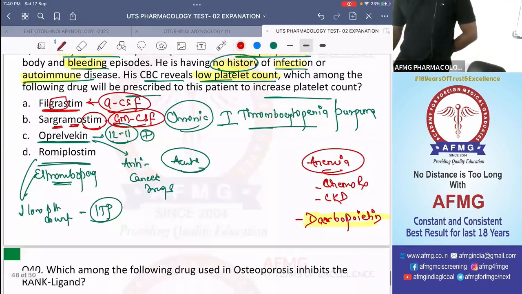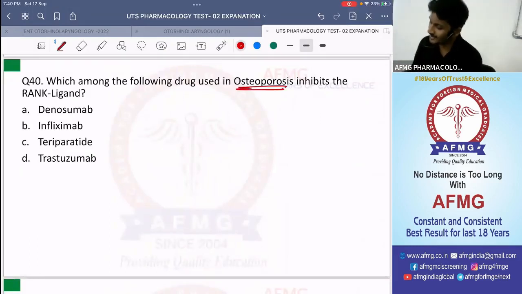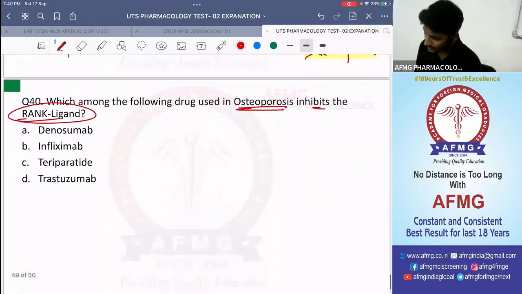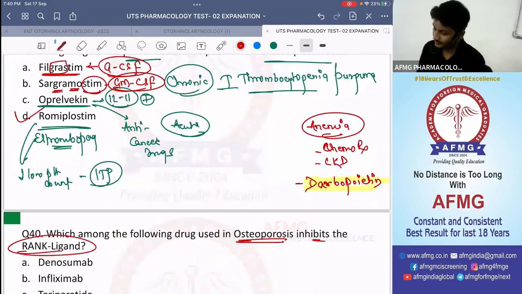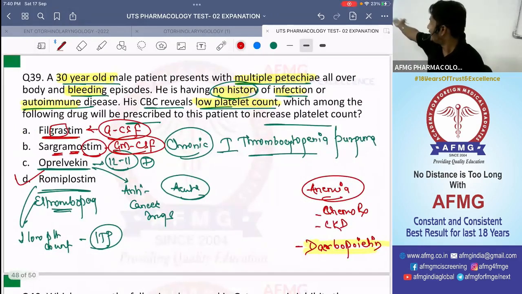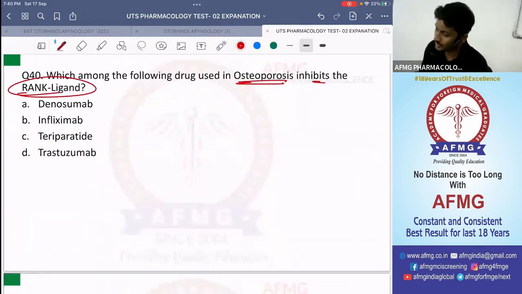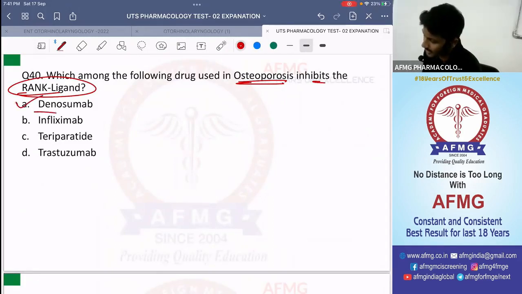ठीक है. Question number 40. Which among the following drug is used in osteoporosis and inhibits the RANK ligand? Answer is romiflostim. ठीक है, ऑप्शन डी. क्या हुआ, लिखा तो था यार. अगर एंटी कैंसर की वजह से है तो oprelvekin, अगर ITP की वजह से है तो romiflostim या eltrombopag. Which among the following drug is used in osteoporosis which inhibits the RANK ligand? Answer is straightforward. A monoclonal antibody which inhibits it is denosumab.